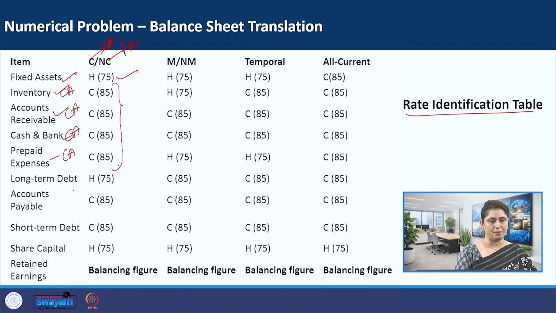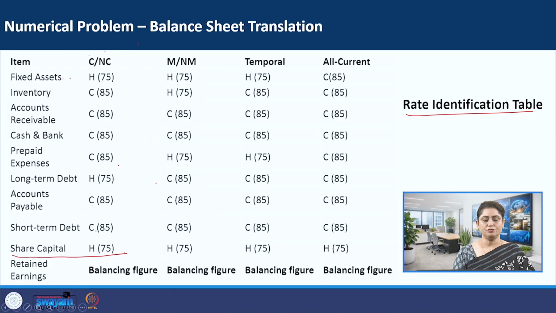Now, we have the liability side. In the liability side, the long-term liabilities will be converted at historical rates, while the short-term liabilities will be converted at the current rates. Share capital is always converted at the historical rate, while retained earnings will be our balancing figure.